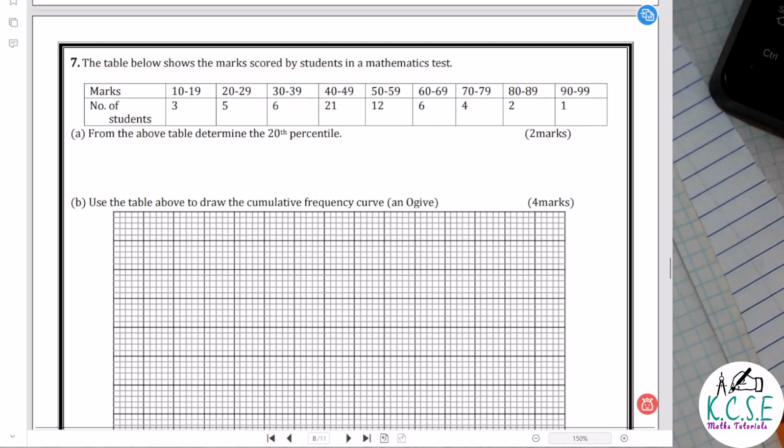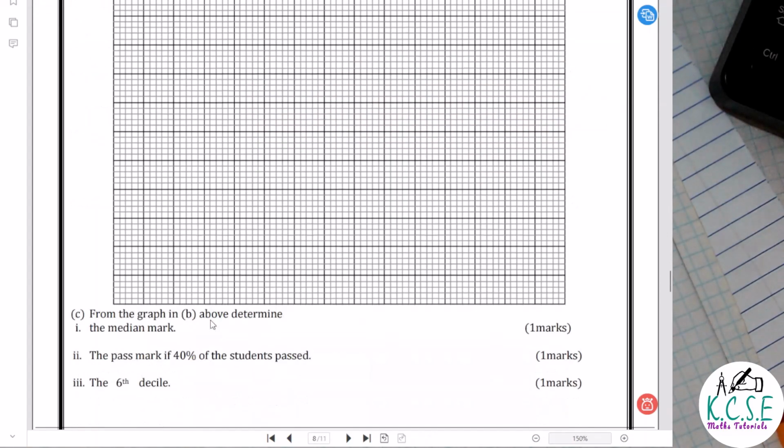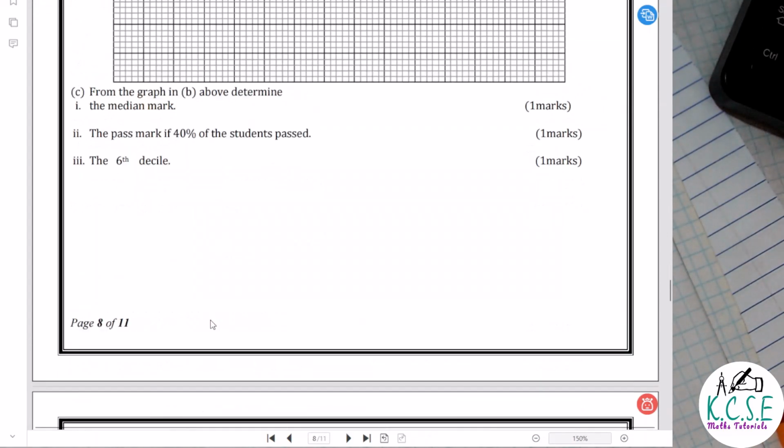B, use the table above to draw the cumulative frequency curve, also known as the Ogive curve. You've been given the grid there to draw. Then part C, from the graph in B above, determine 1, the median mark, then 2, the pass mark if 40% of the students pass, and the last one, the sixth decile.